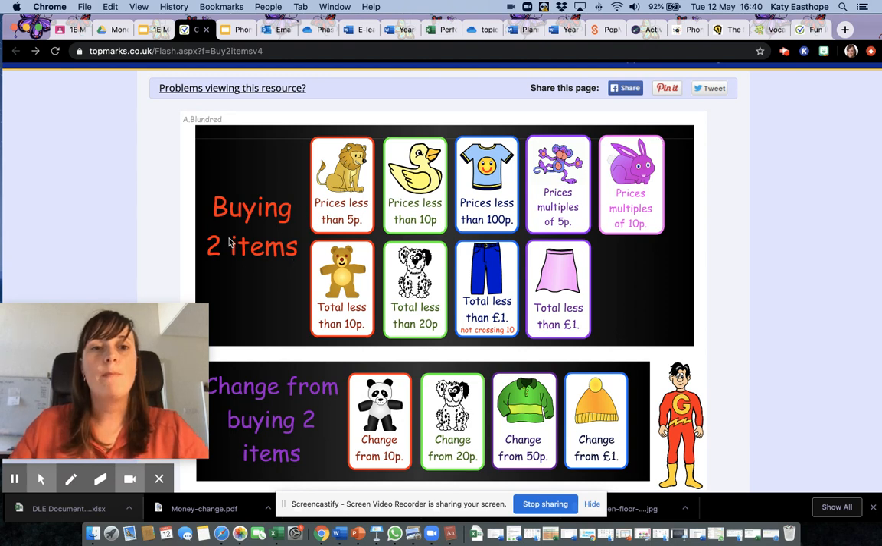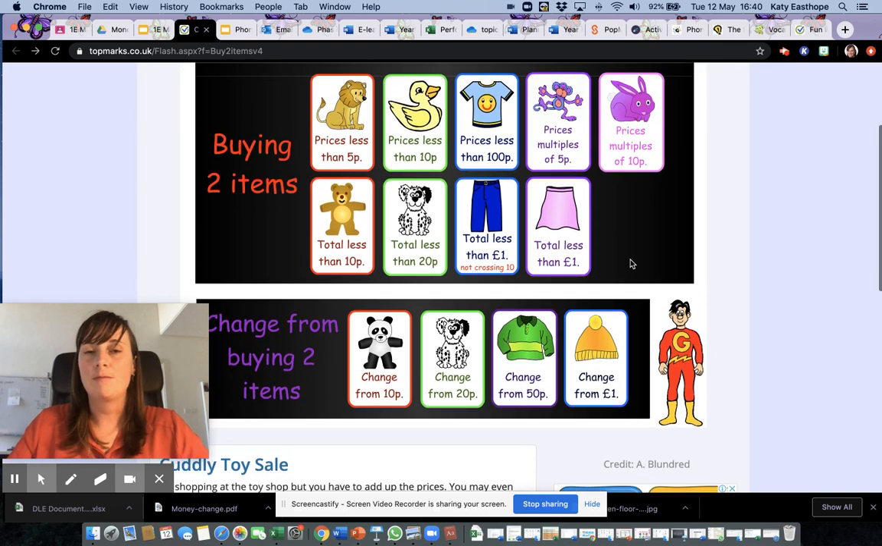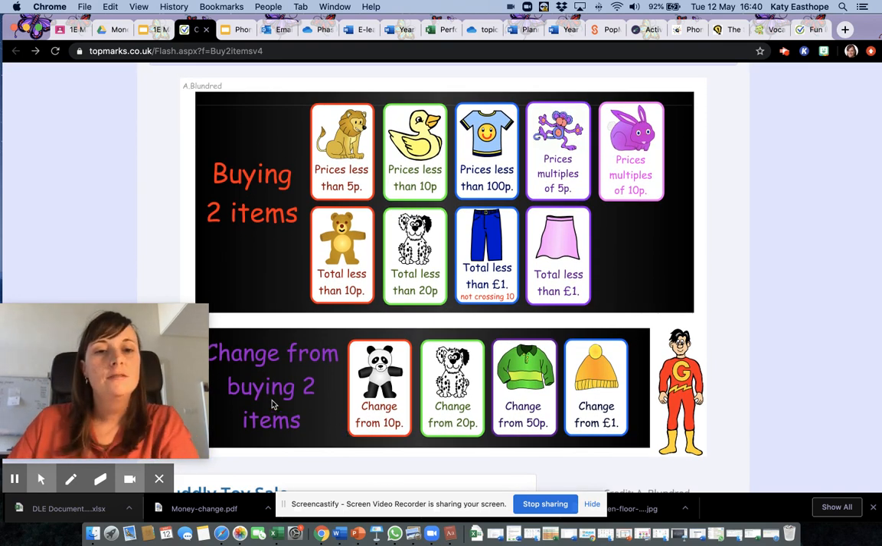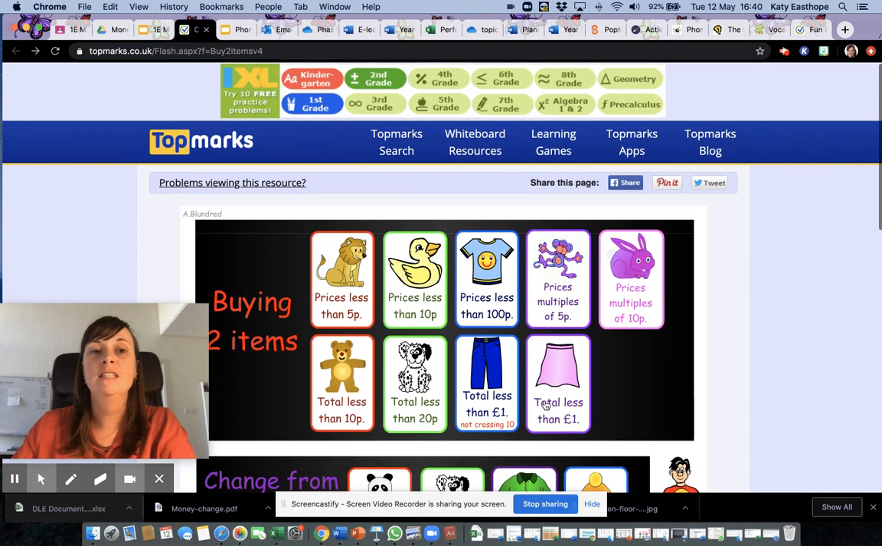Now this one, you've got buying 2 items, less than 5, less than 10. Or prices, totals, total less than 10, prices less than 10, prices less than 100, totals less than 100, prices in 5s, 5, 10, 15, 20, 25, totals less than £1, and then adding in 10s. That's up to you. Then change from buying 2 items, so change from 10p, change. Problem solving, what we're doing.